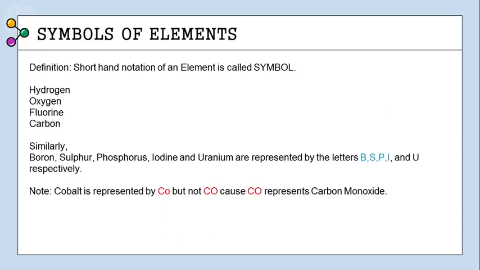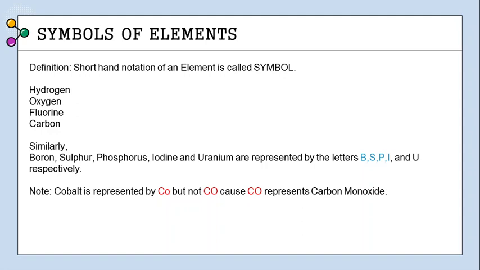Coming to the next one, symbols of elements. Elements have different types of symbols. The shorthand notation of an element is called a symbol. Hydrogen, if you write it commonly, H represents hydrogen. So instead of writing big words, it's simple to write a letter. Hydrogen, oxygen, fluorine, carbon, boron, sulfur, phosphorus, iodine, uranium and others have only one letter, like B, S, P, I, U respectively.